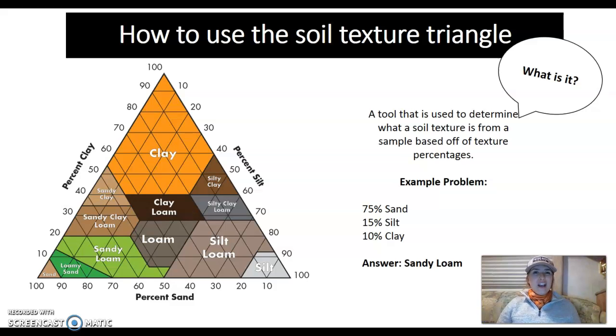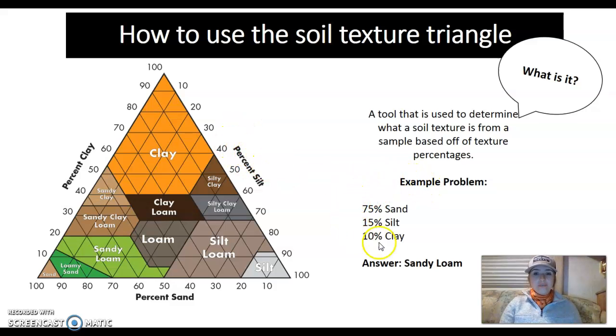Alright, so how do we use the soil texture triangle? First off, what is that? Well, by definition, it is a tool that is used to determine what soil texture is from a sample based off of texture percentages. Sounds pretty confusing, right? Don't worry, it's pretty easy. We're going to go ahead and go over an example problem.